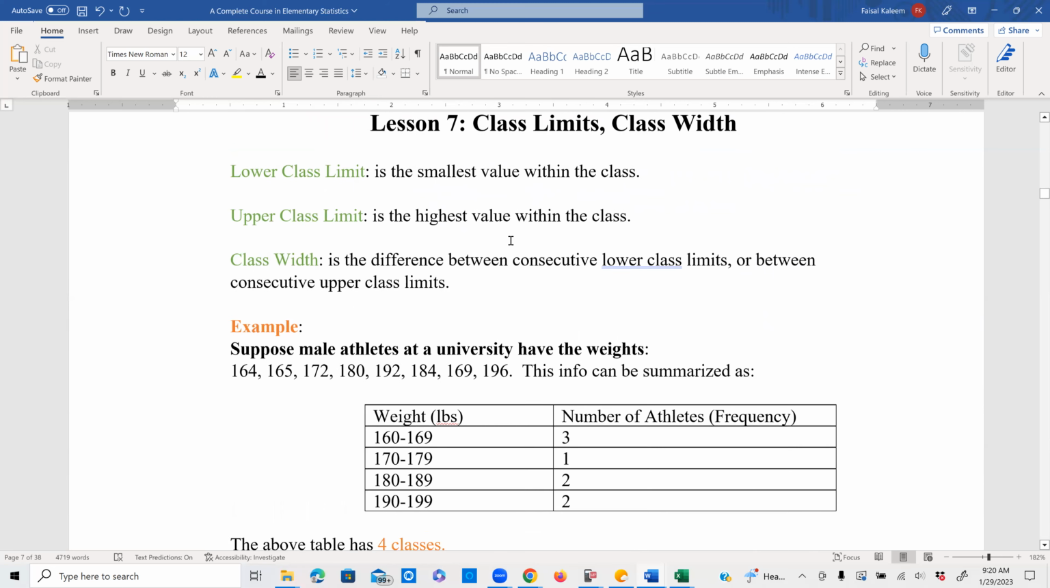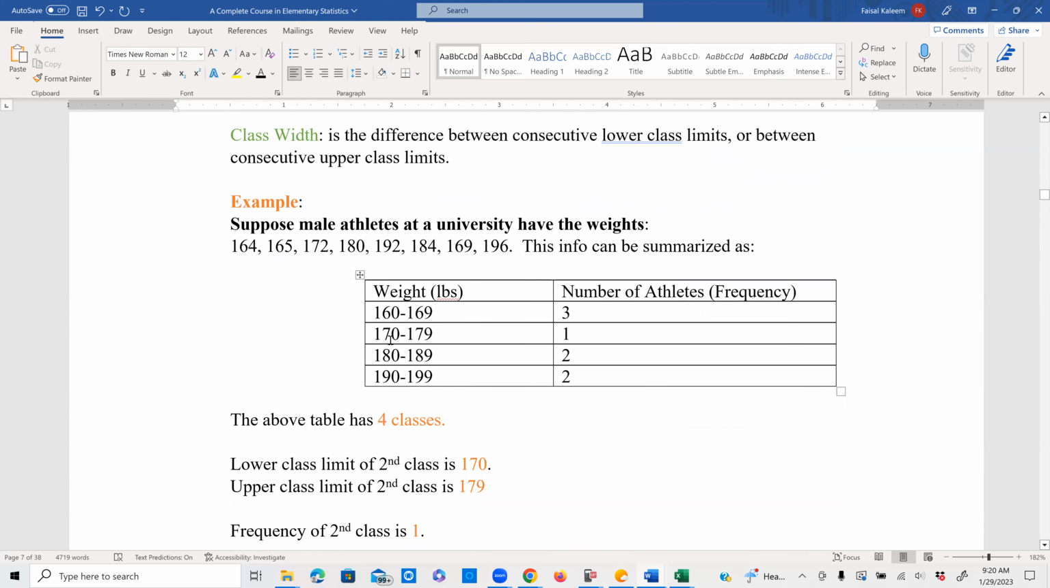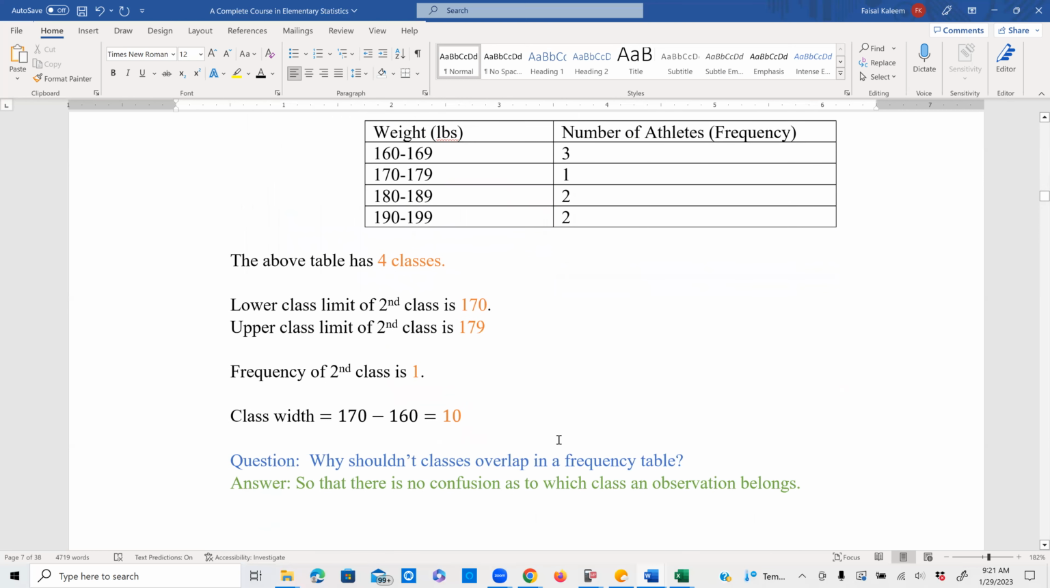Lower class limit is the smallest value within the class. Upper class limit is the highest value within the class. And class width is the difference between consecutive lower class limits or upper class limits. For example, in this data, the number of classes is 4. We have 4 rows here. And for example, the lower class limit of the second class is 170 and the upper class limit is 179. Frequency of the second class is 1. So the number that fall in each class is the frequency.